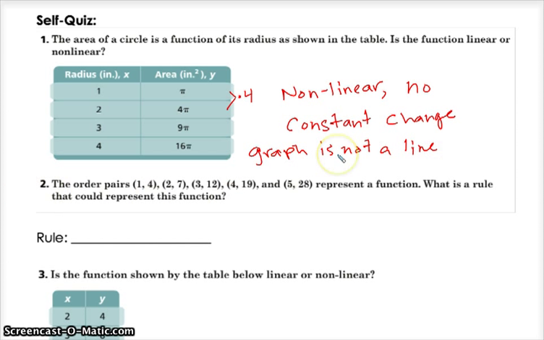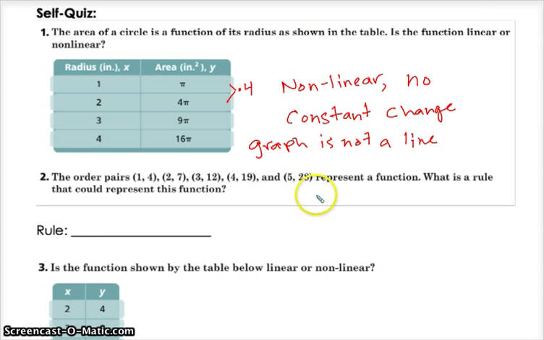All right, in number 2, I've got some ordered pairs and I need to write a rule. So let's start off by making a table. X and Y values. 1 goes to 4, 2 goes to 7, 3 goes to 12, 4 goes to 19, and 5 goes to 28. I need to kind of exhaust all of my possibilities. This is a tricky one.